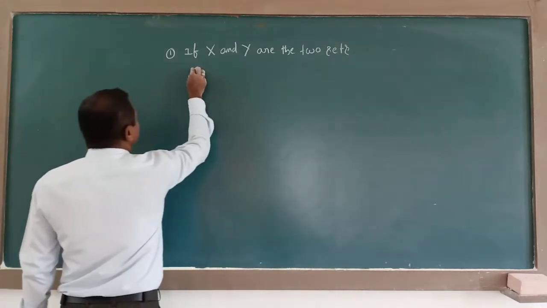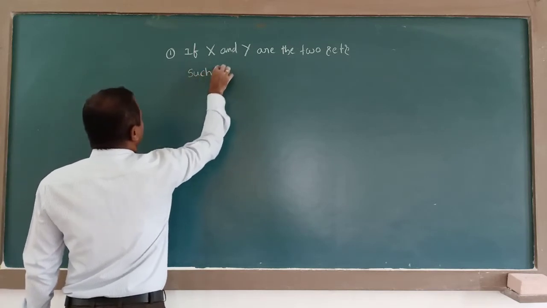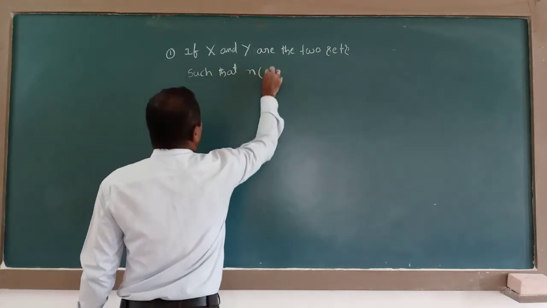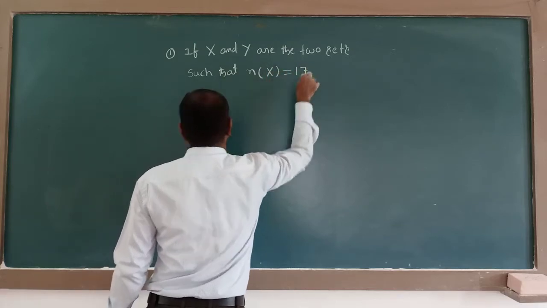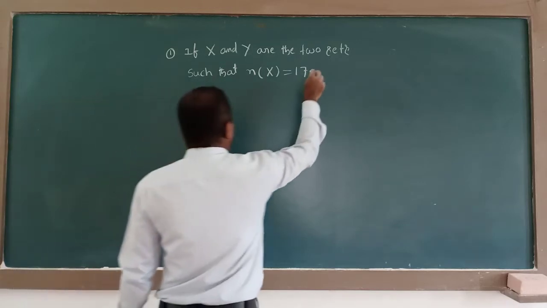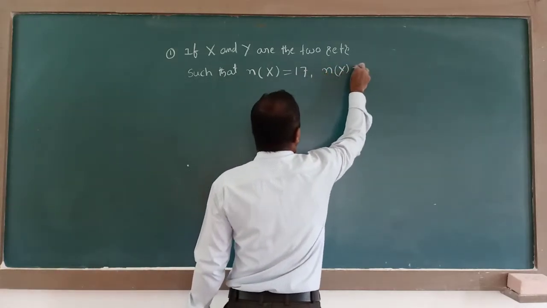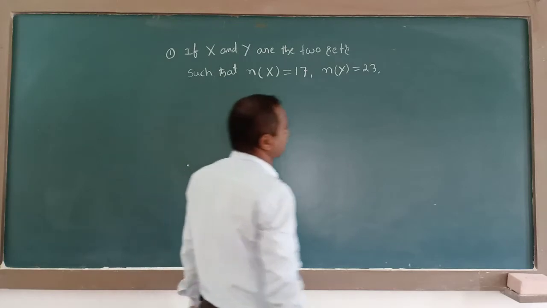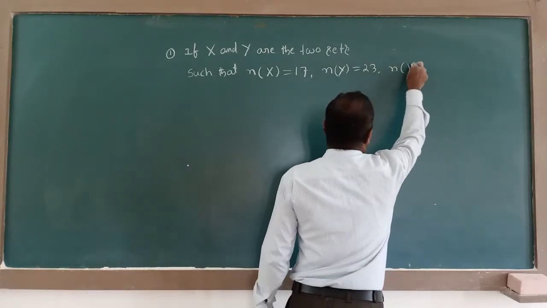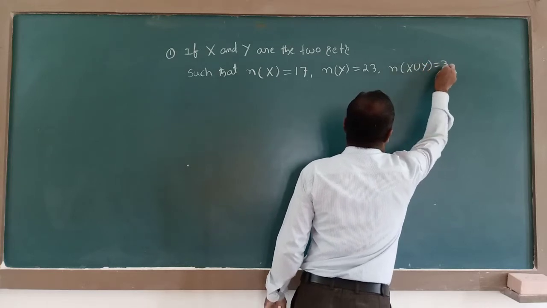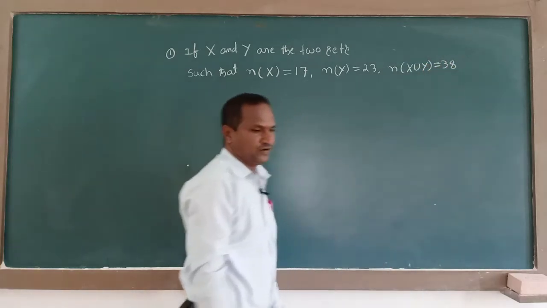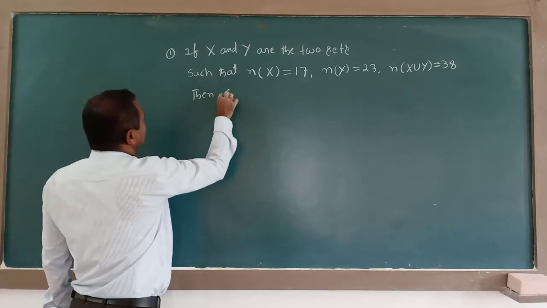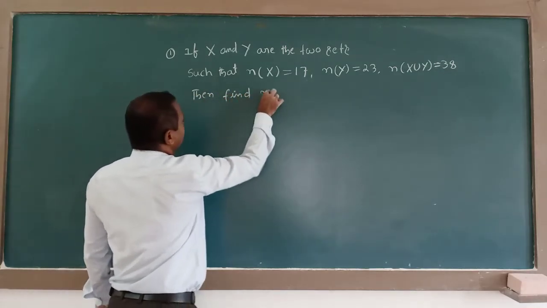such that n of X is equal to 17, n of Y is equal to 23, and n of X union Y is equal to 38. Then find n of X intersection Y.